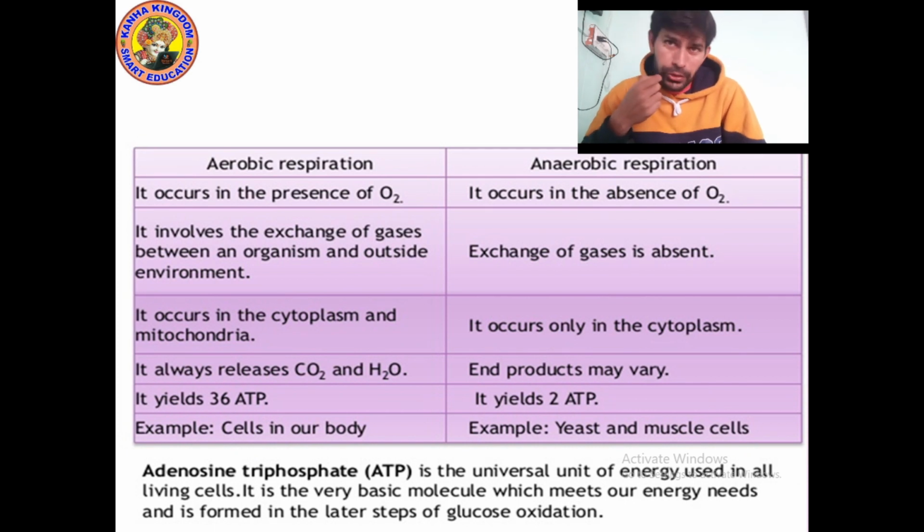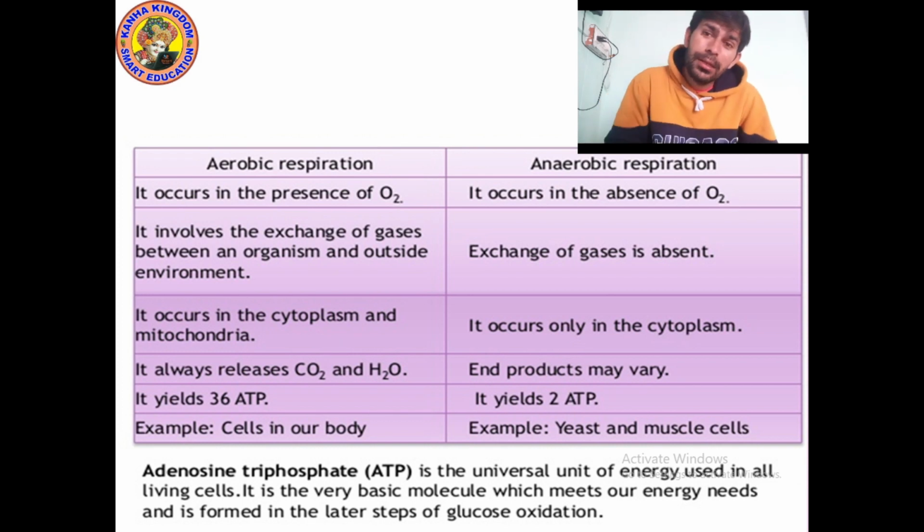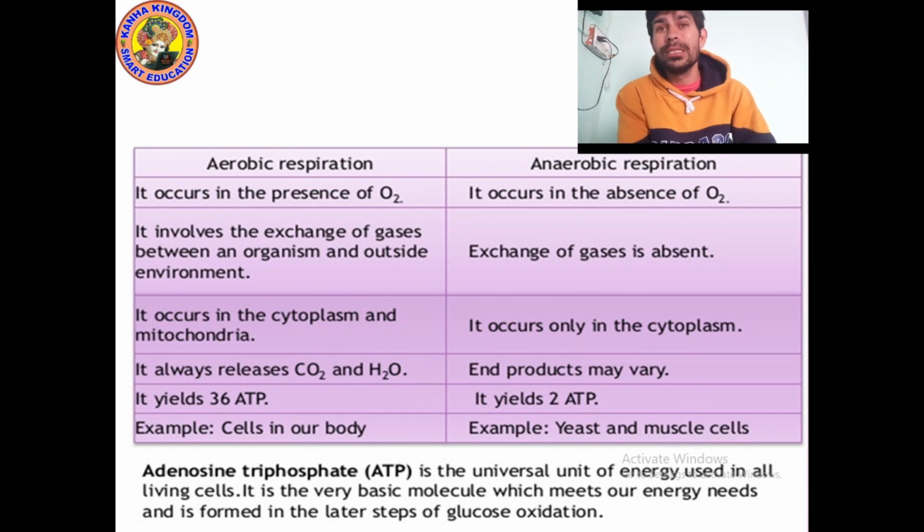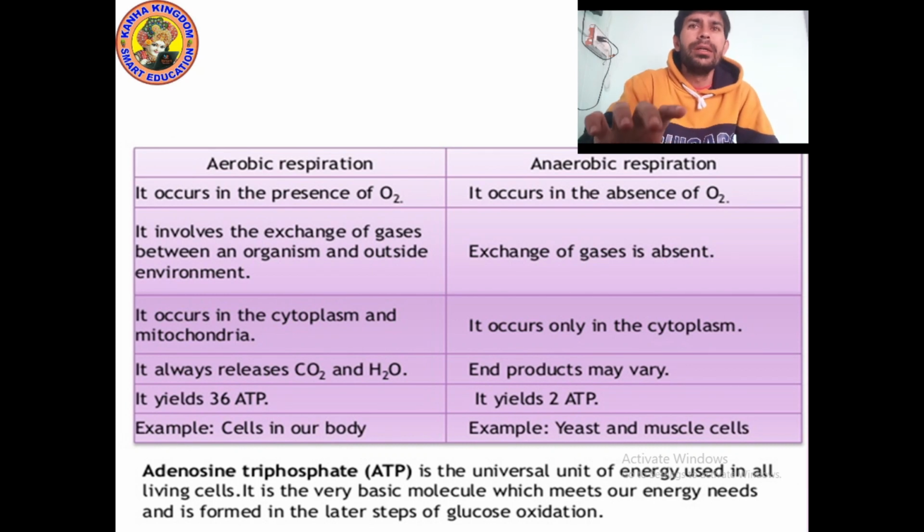And what is ATP? ATP means adenosine triphosphate. Check out the spelling: A-D-E-N-O-S-I-N-E, adenosine, T-R-I-P-H-O-S-P-H-A-T-E, triphosphate. ATP is the universal unit of energy used in all living cells. It is a very basic molecule which meets our energy needs and is formed in the later step of glucose oxidation. Okay, now let's move on to the next point.